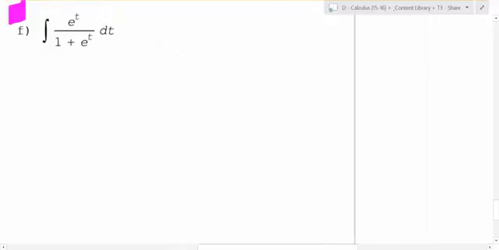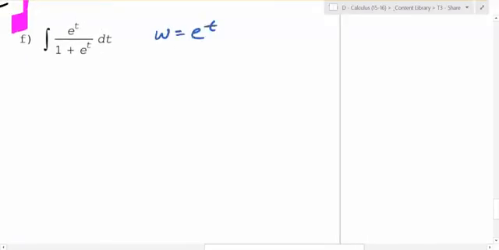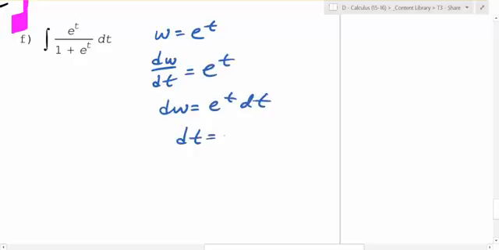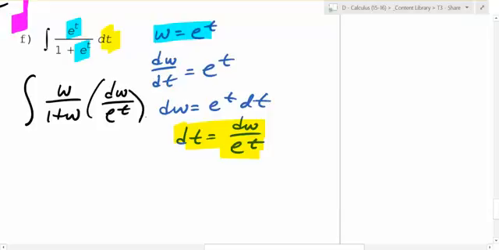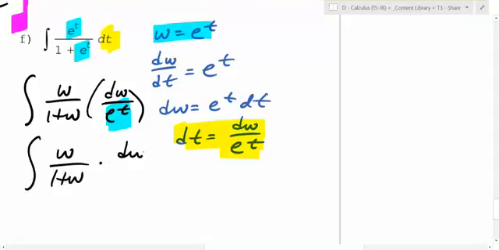If we did this out perfectly, we would say w is equal to e to the t. So dw/dt is also equal to e to the t. So dw is equal to e to the t times dt. So that means that dt is dw over e to the t. You then substitute your dt right there, and you substitute your w right there. So what do you end up with? The integral of what? W over 1 plus w times what? dw over e to the t. But what is e to the t? That is w. So this ends up being w over 1 plus w times dw over w.